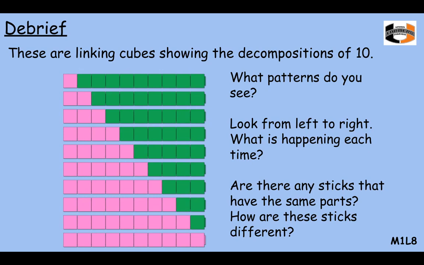Are there any sticks that have the same parts? Do you remember the partners of 5 that are the same numbers? 5 plus 5 equals 10. So here you have a stick that has 5 of pink and 5 of green. How are these sticks different from any other stick? They are the only ones that say we are completely fair, we're even, we have the same number of each color.